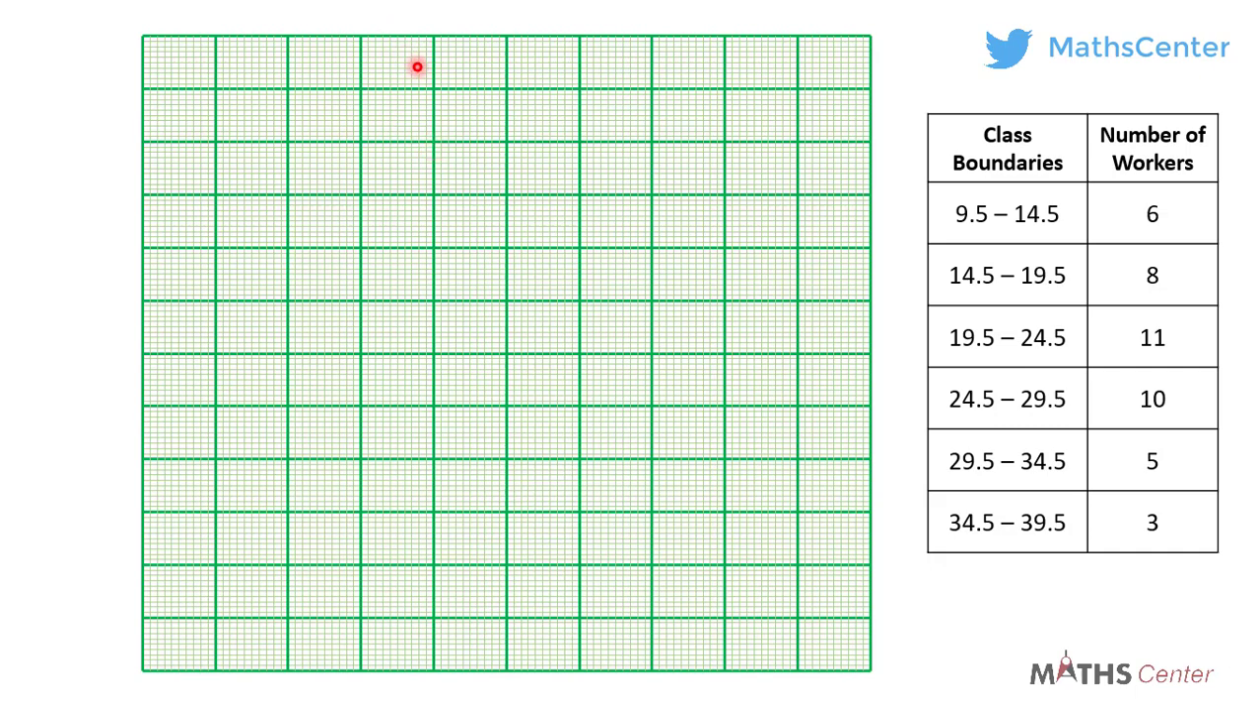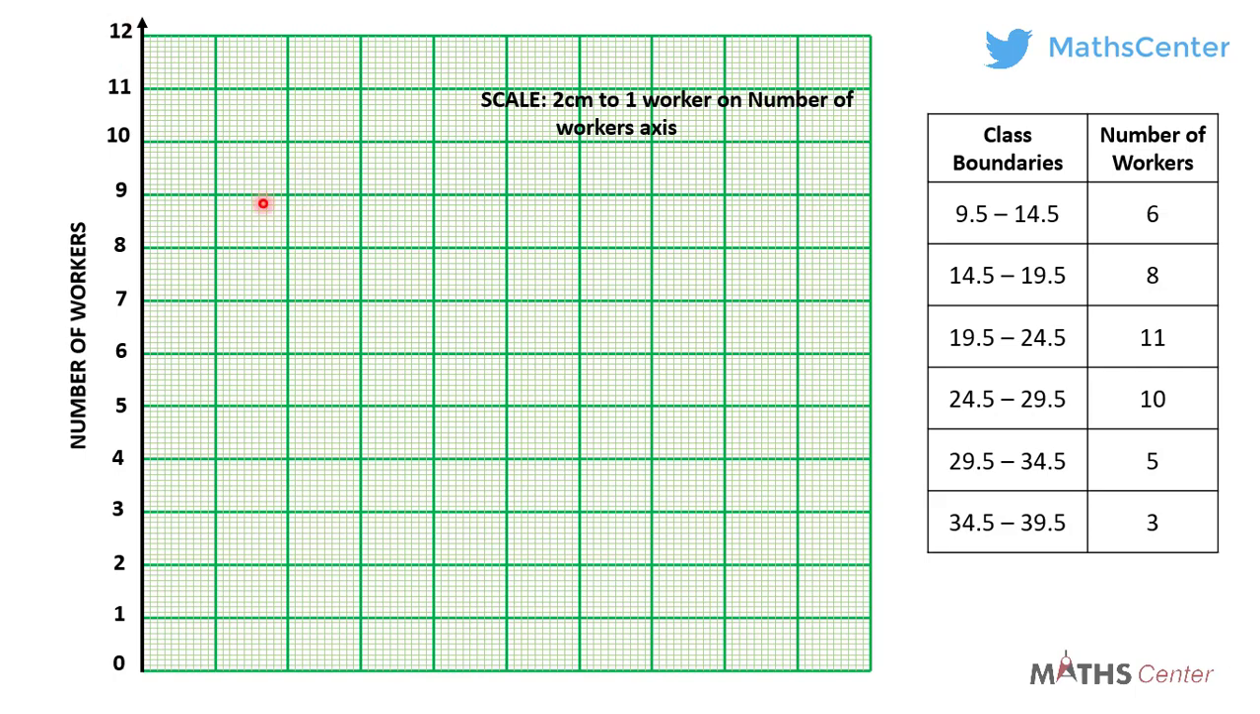We have the graph sheet here, and in our table we have the class boundaries and the frequencies or the number of workers. On the vertical axis, we are going to have the number of workers. Looking at the values that I have here, I'm going to choose a scale of 2 centimeters to 1 worker on the number of workers axis, just as we did in the previous video. So using this scale, we will number the vertical axis just as we have here.